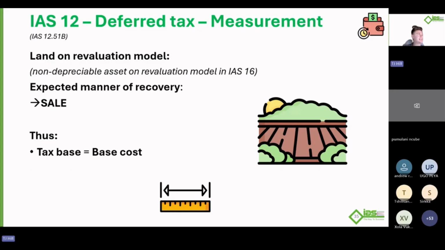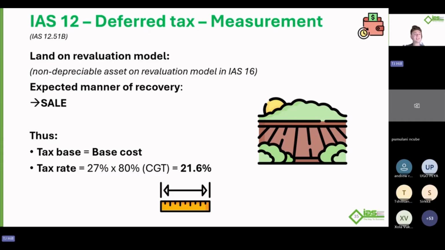Okay, in which case, think about the tax base. It'll be my base cost because I'm dealing with CGT. So I need to ask myself, what will my base cost be? Because that is going to be my future tax deduction, because this is an asset of which the future economic benefits are taxable. Okay, and my tax rate will be the CGT rate. Do you see that? Do you see how you need to think about these things? How am I going to recover it?